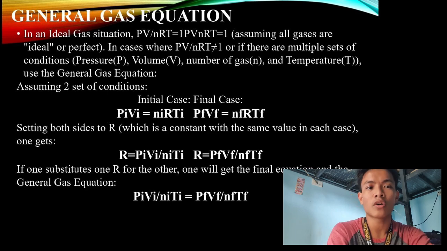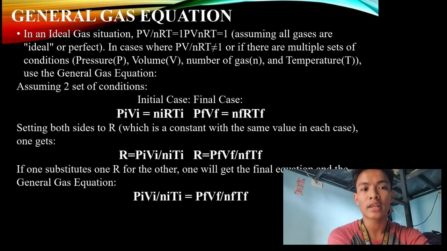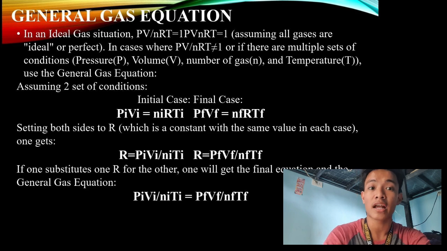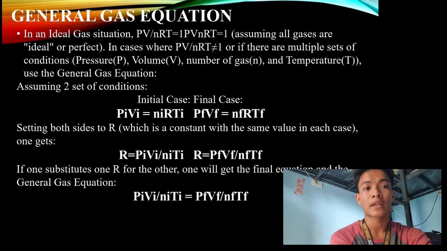Setting both sides to R, which is a constant with the same value in each case, one gets R equals PI VI over NI TI. R equals PF VF over NF TF. If one substitutes one R for the other, one will get the final equation, the general gas equation, PI VI over NI TI equals PF VF over NF TF.